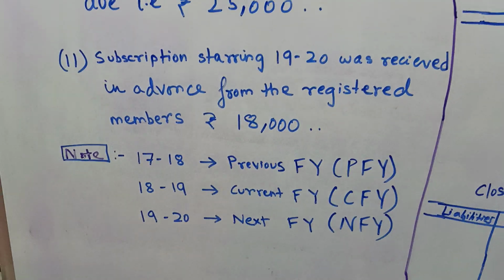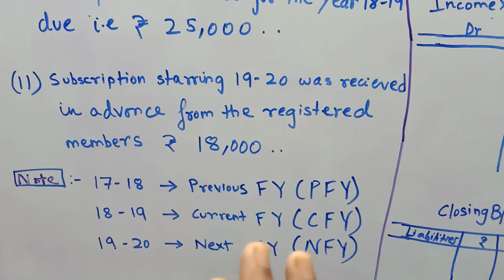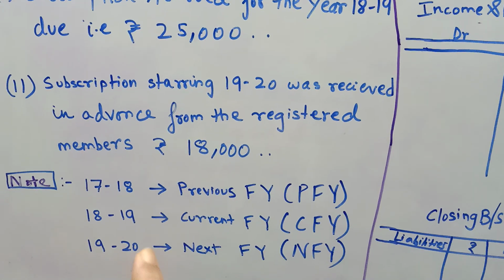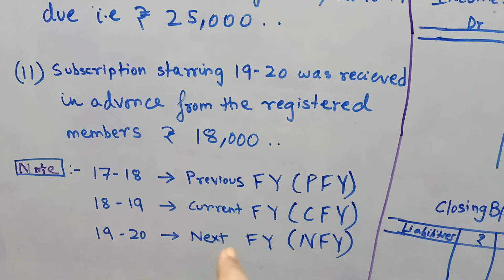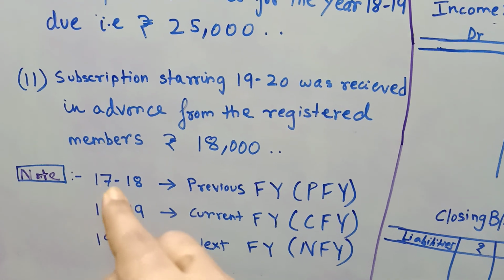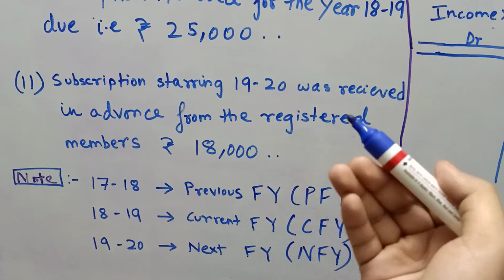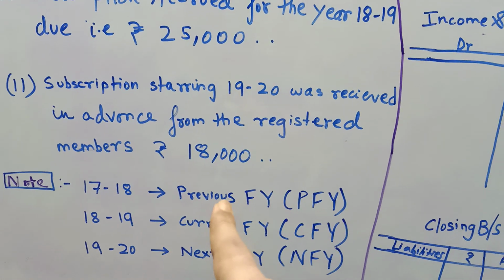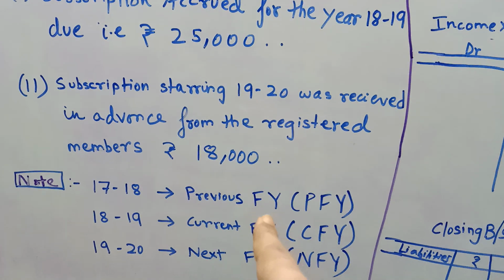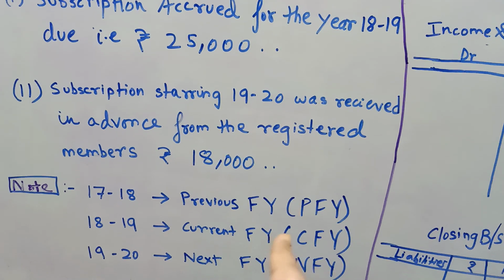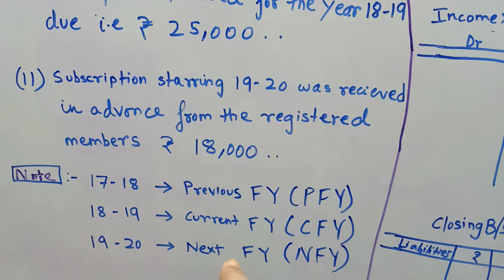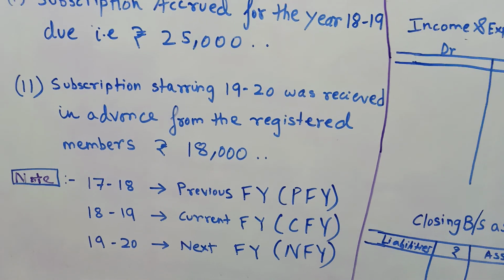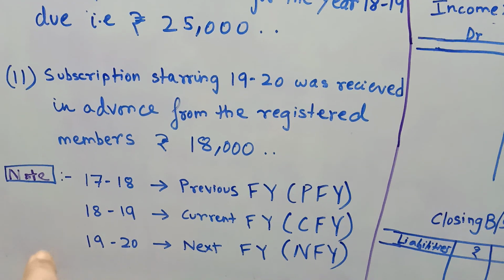The thing that is very important and crucial to note is that 18-19 is the current financial year, 19-20 becomes the next financial year, and hence 17-18 is the previous financial year. To solve the problem, I would be using short forms to denote the previous financial year as PFY, and the current financial year and next financial year as CFY and NFY. So please take this into account.